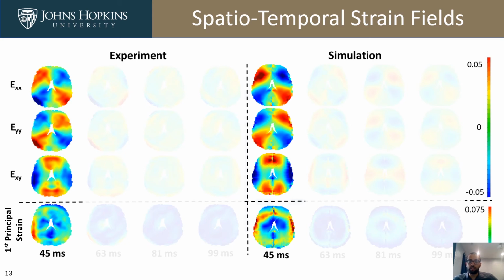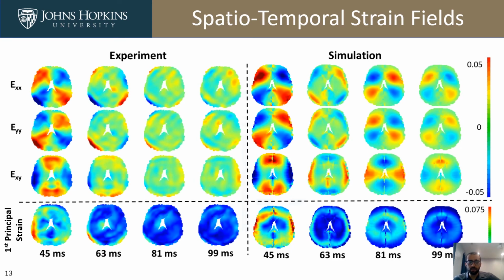So it's matching where the strains are happening and the magnitude of these in-plane strain components. Now, as we move later in time, we can see some differences between the simulation and the experiment. The experiment has a little bit more strain in the next time frame, but it dies away after that. The simulation, however, shows some oscillatory behavior, as you can see here, and then at 81 milliseconds. And that's reflected in all of the strain components as well as the maximum principal strain.